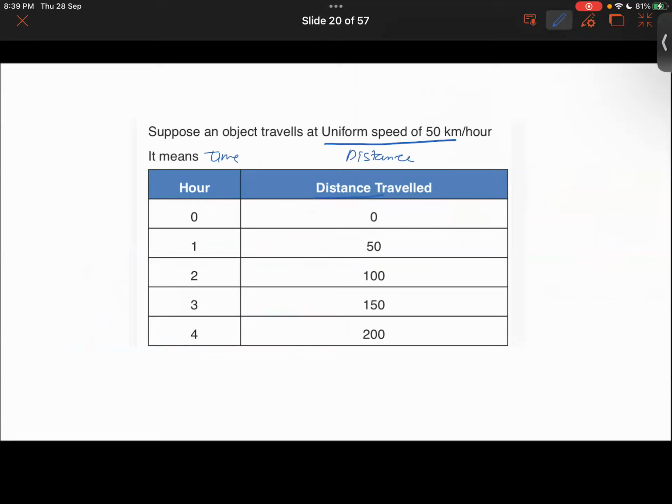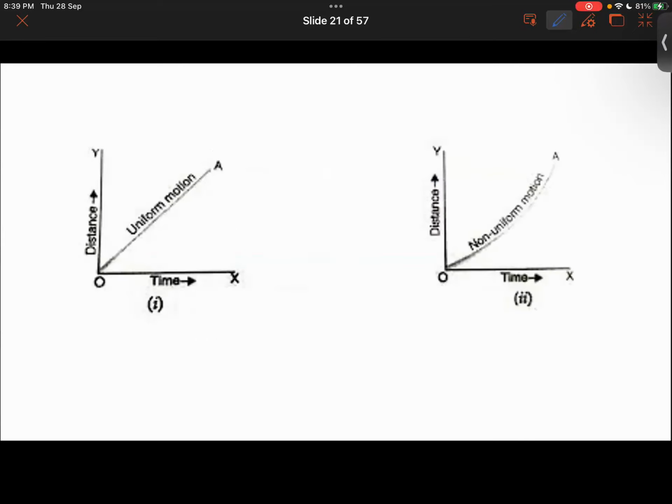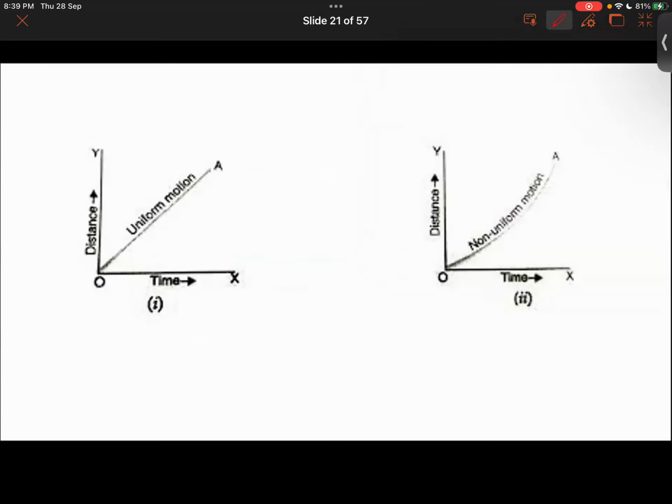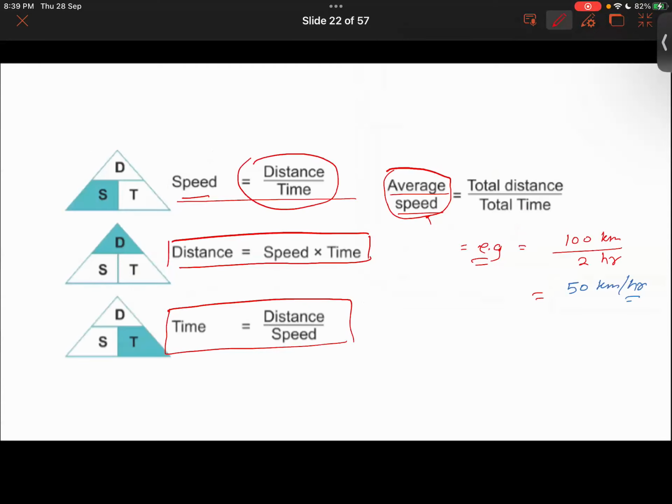And how the graph of a uniform speed and how the graph of a non-uniform speed will look like. Let's discuss that. You guys can see here. The first diagram is of a uniform motion, while the other one is of a non-uniform motion.